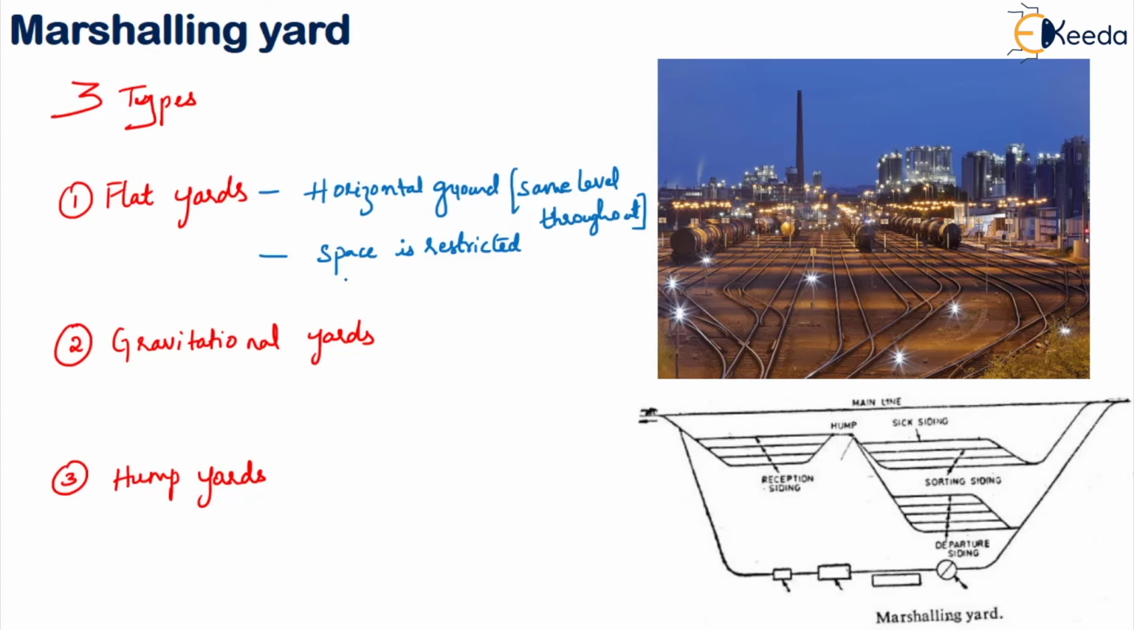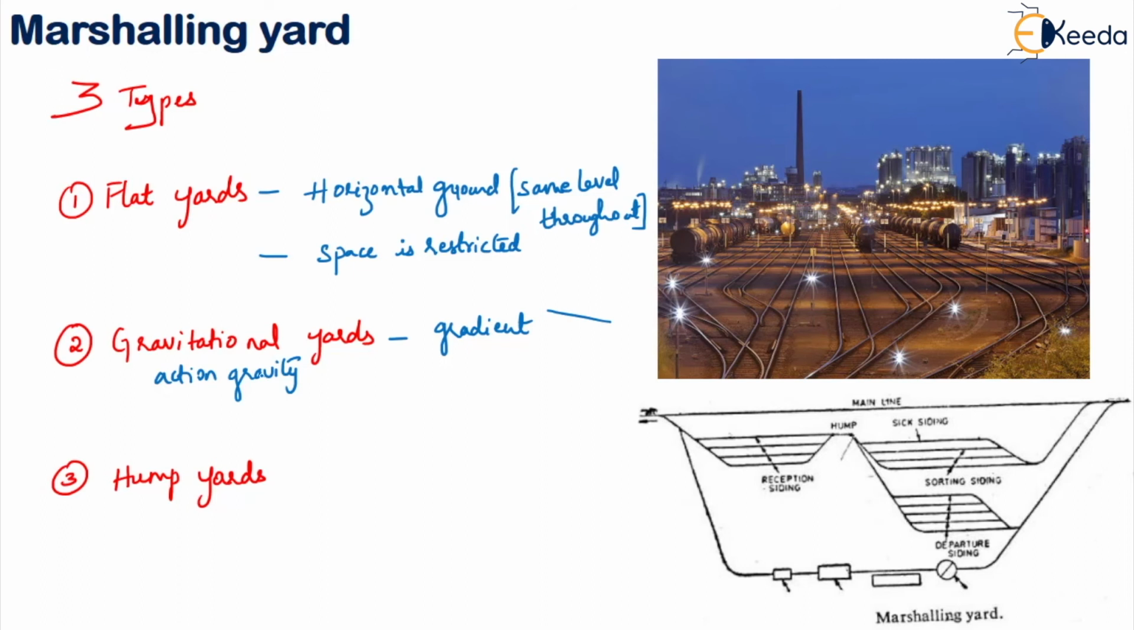The second one is the gravitation yard, or gravity yard, as it is called. So here the tracks are laid in a gradient, so that the wagons can move on their own with the help of gravity. So writing it as gradient is enough, right? The surface is made on a certain gradient, so that movement of wagons will be easily done using only the action of gravity. Because we are using gravity, we will not need any engines for the movement of your wagons.